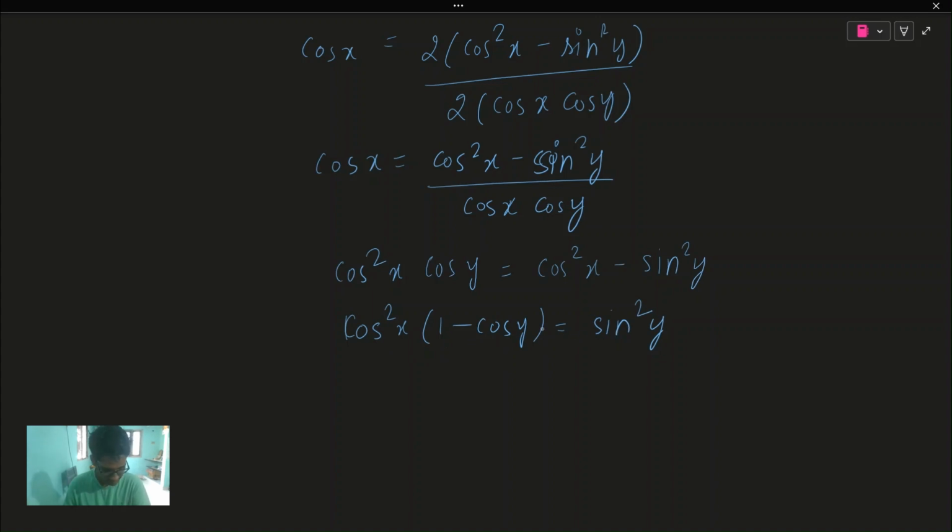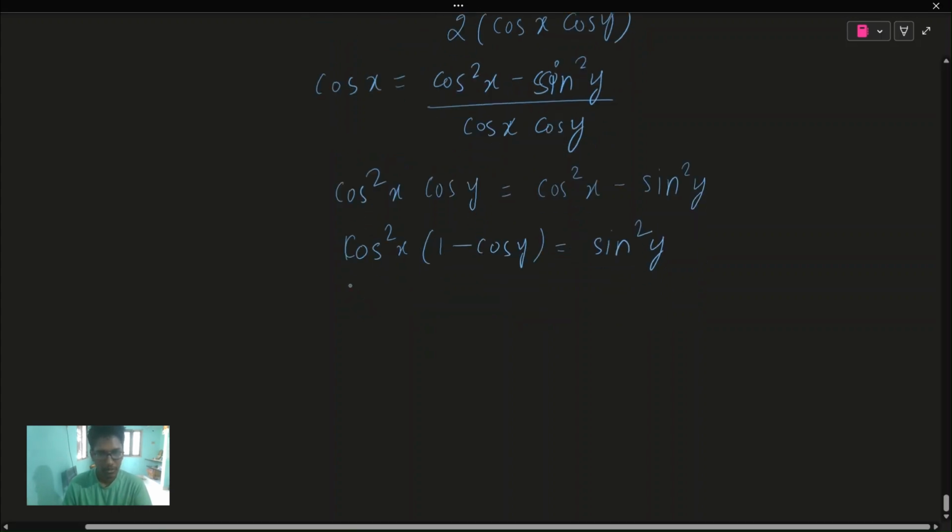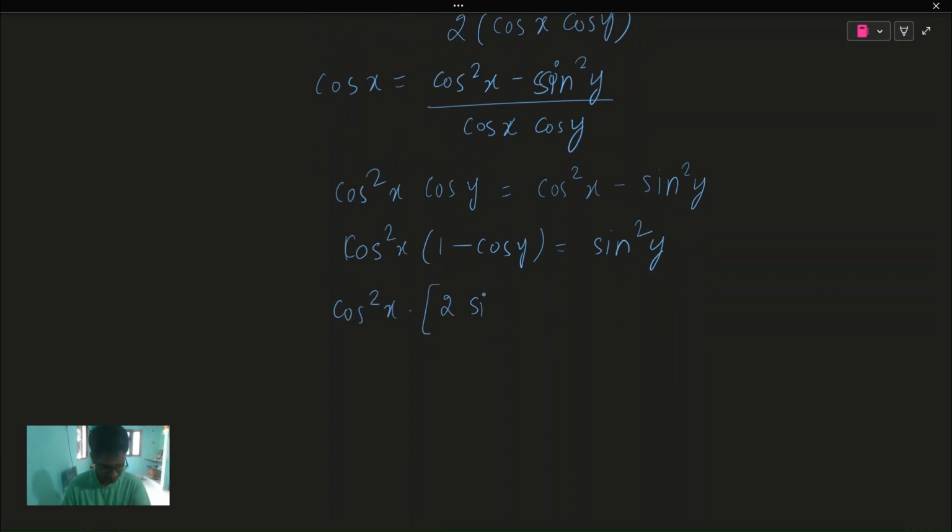Now I can adjust this well. Because cos square X into 2 sin square Y by 2. This is a very popular ratio. 2 sin square Y by 2 is equal to 1 minus cos Y. And which is equal to sin square Y.